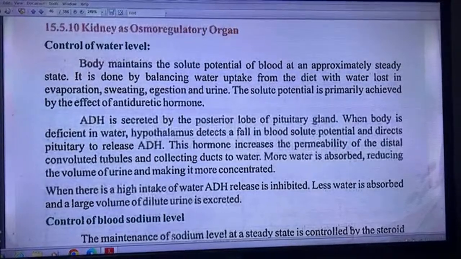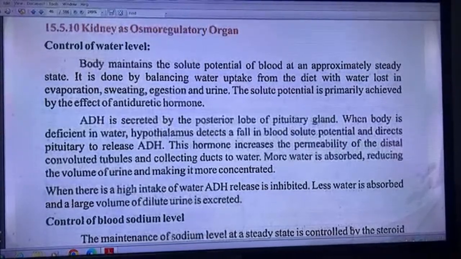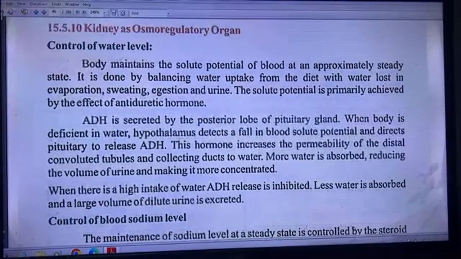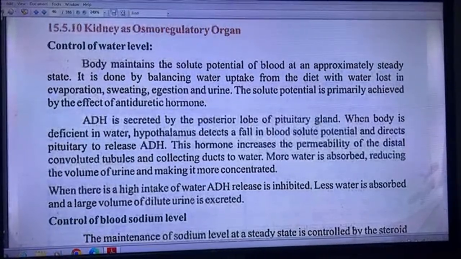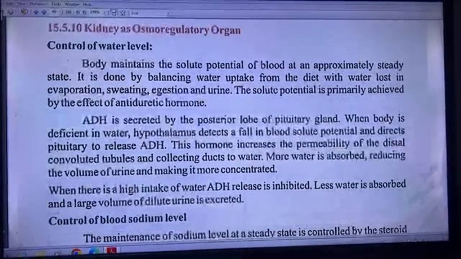Control of water level. The body maintains the solute potential of blood at an approximately steady state. It is done by balancing water uptake from the diet with water lost in evaporation, sweating, defecation, and urine. The solute potential is primarily achieved by the effect of antidiuretic hormone.